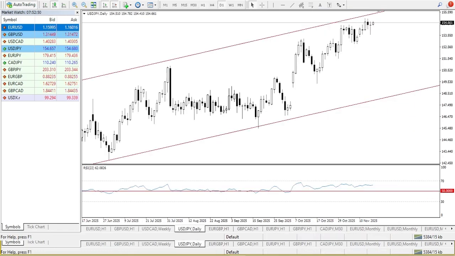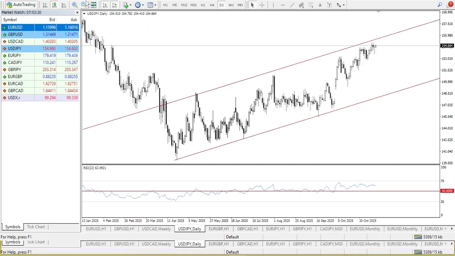USD JPY is overbought, there are high chances of a downward correction. At least we do not have confidence here to enter a buy in USD JPY, so let's leave this. USD CAD again is some sort of overbought, technically not overbought because you can see the RSI level is 62, so it's not overbought unless it is 70. However, this doesn't look like the correct area to enter a buy position.